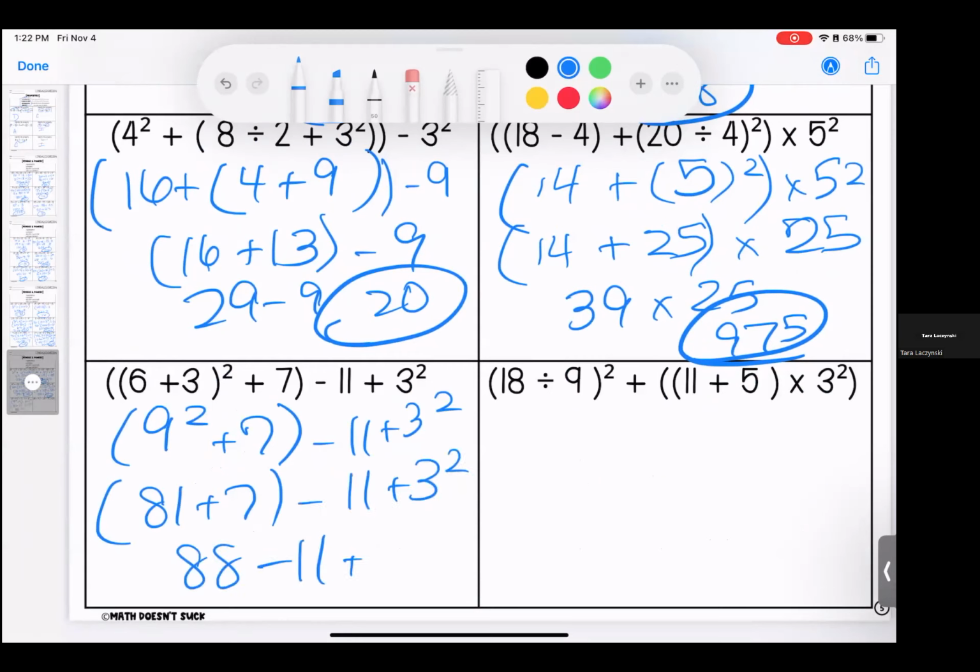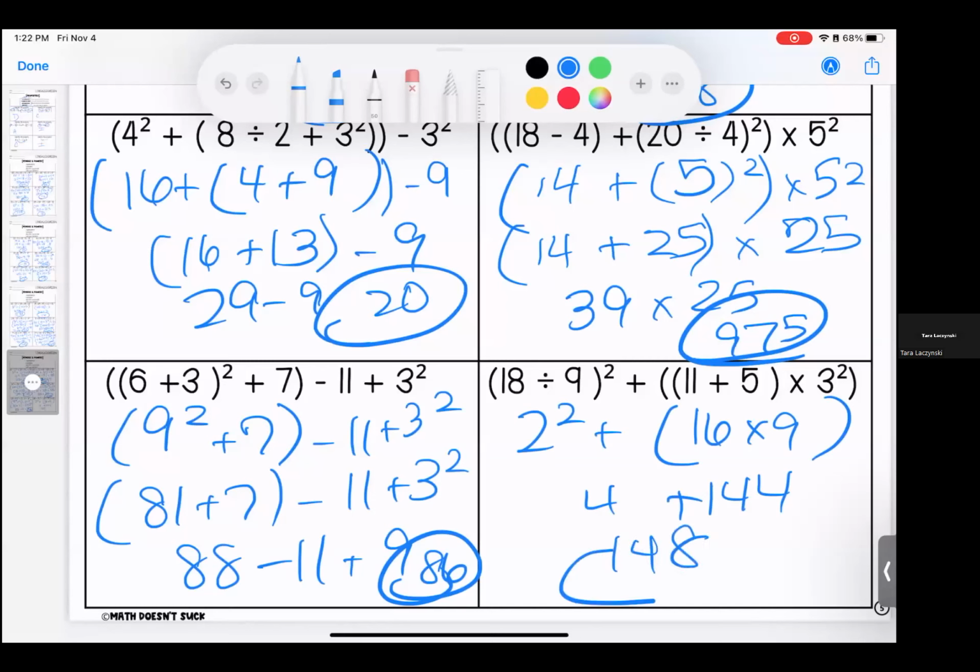Squared comes with that. 11 plus 5 is 16. Times 3 squared is 9. 16 times 9 is 144. Plus 2 squared is 4. Gives us 148.